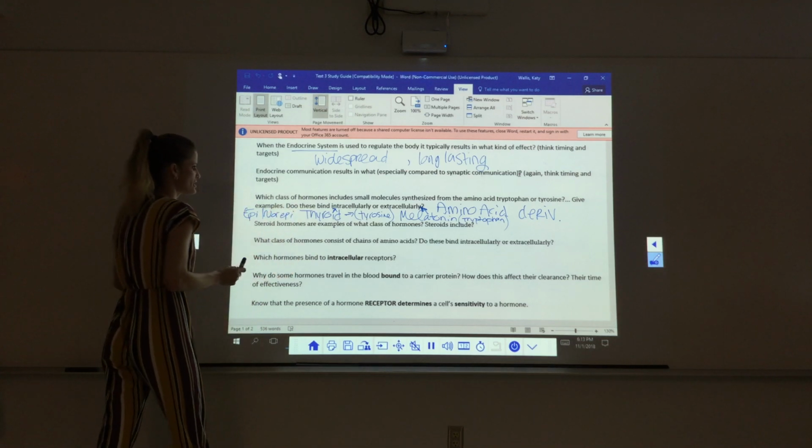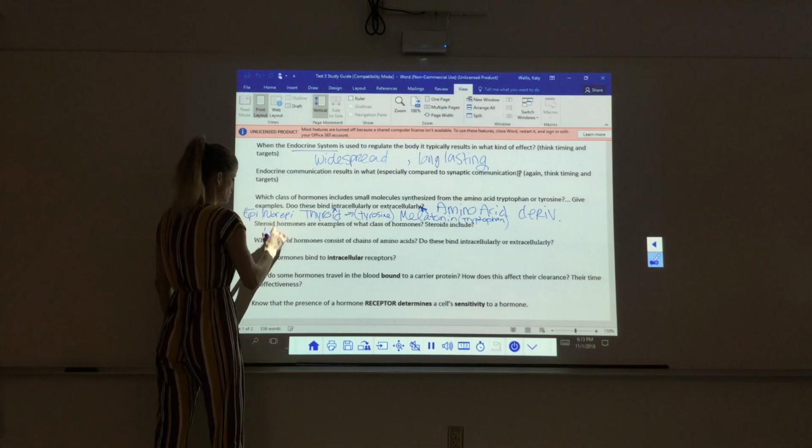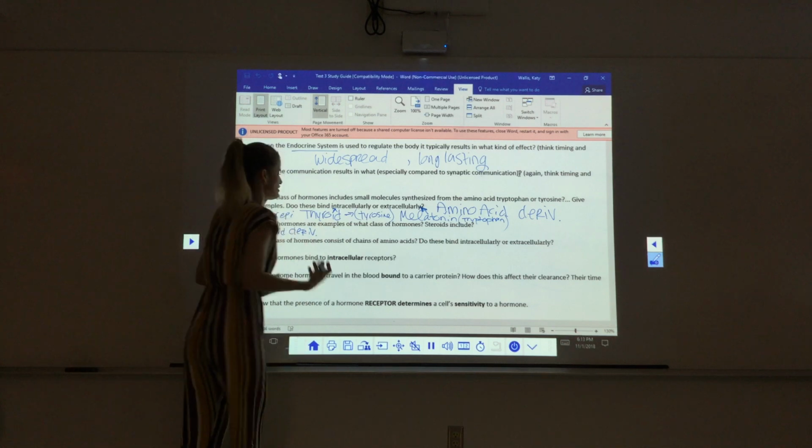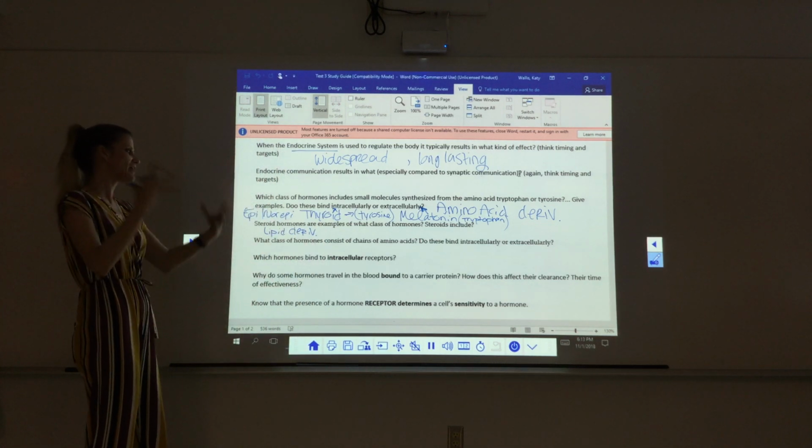Steroid hormones are examples of what class of hormones? Lipid derivatives, right? Steroids are lipids. They're made out of cholesterols and fatty acids, or fats.